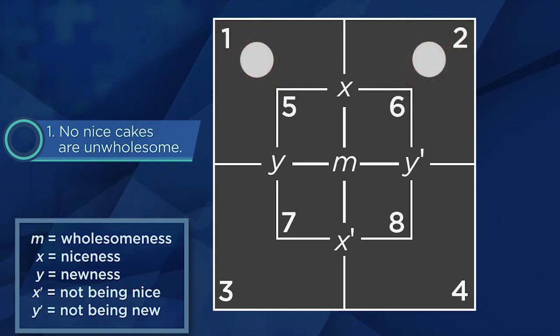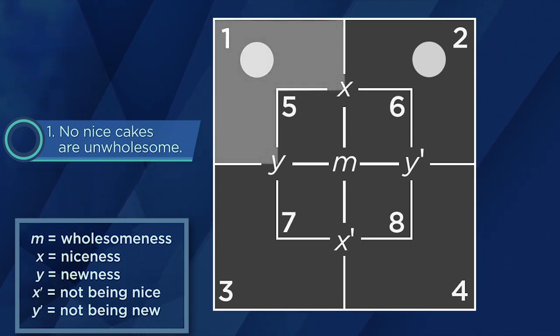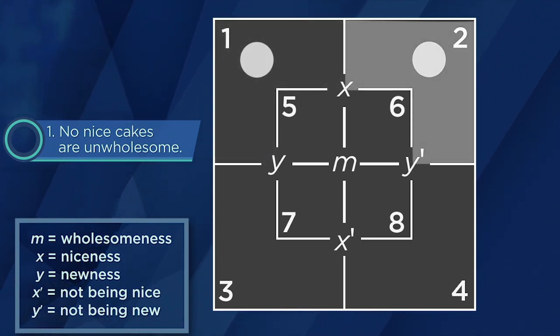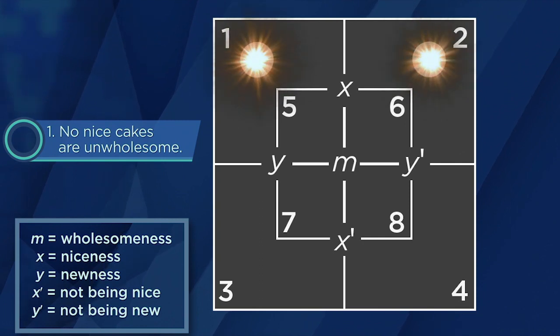So, to review, nice cakes are found in the regions above the central horizontal line. Unwholesome cakes are found outside the central square. We use gray counters to indicate that a region is empty. Thus, if no nice cakes are unwholesome, it must be that regions 1 and 2 have nothing in them, and we place gray counters in those regions to represent that fact.